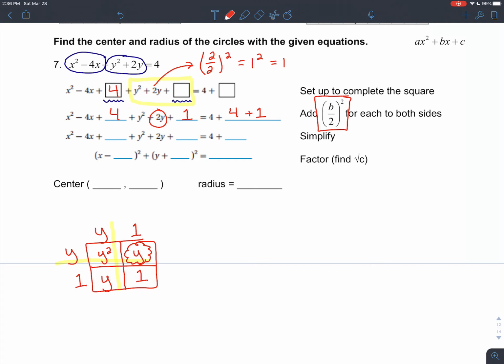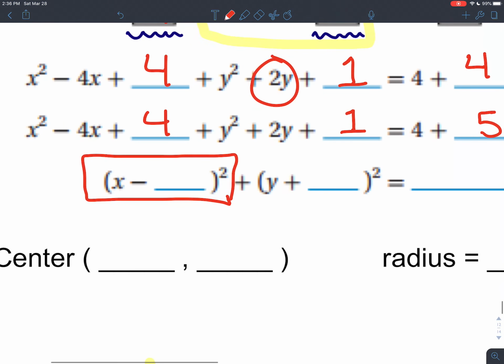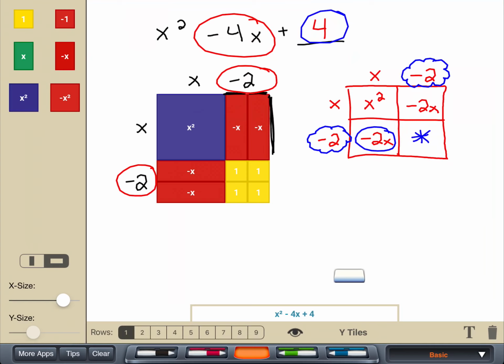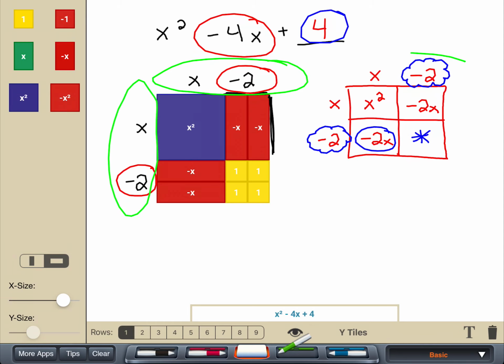Okay, so we're going to bring that down. Bring down the 4, bring down the 1, and then 4 plus 1, that's 5. Okay, and then when we move to this step, we are actually just going to take half of this number, so minus 2. The reason we do that is because if I go back to my example here, look what happened on the top of the boxes, and same thing here.